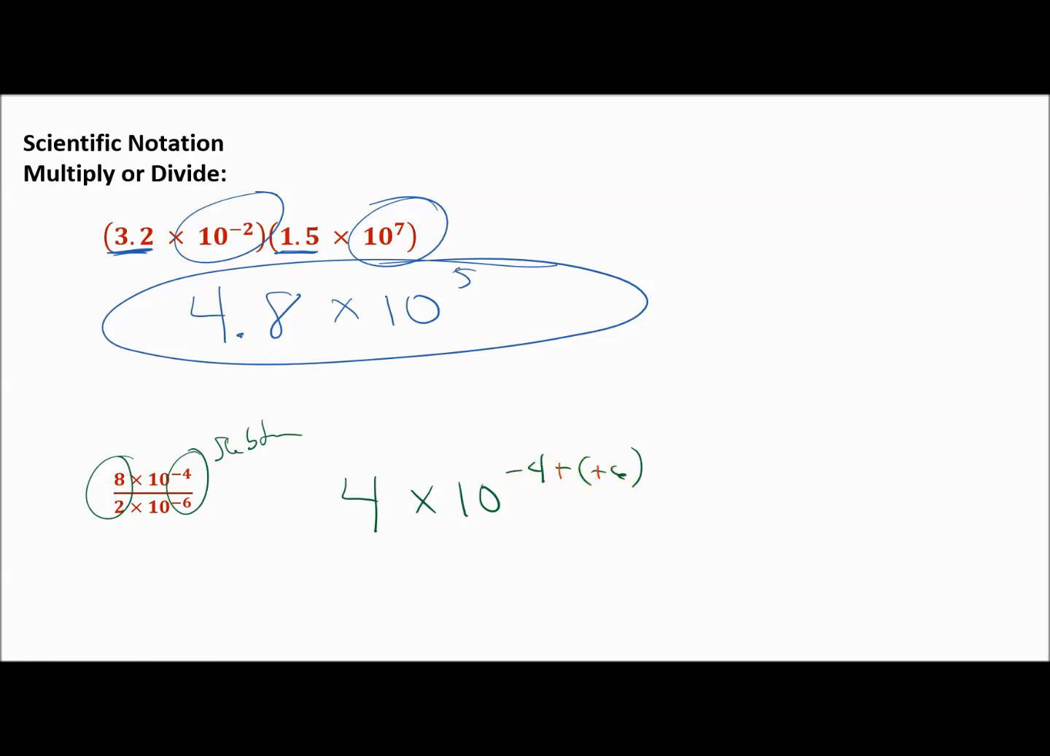So when I combine those together, when I add, that's going to be 4 times 10 to the 2nd power, which is just 400. But in scientific notation, it's 4 times 10 to the 2nd.